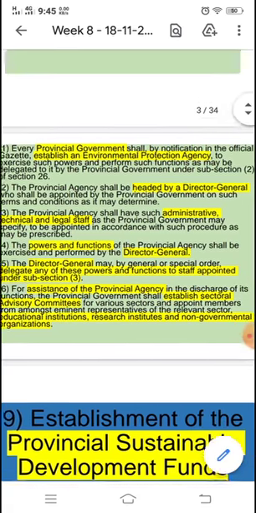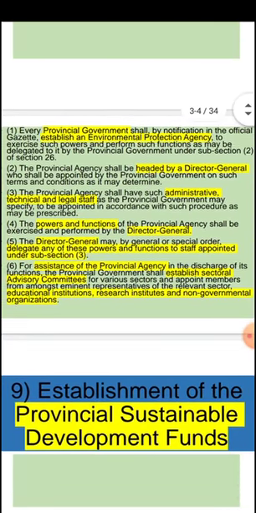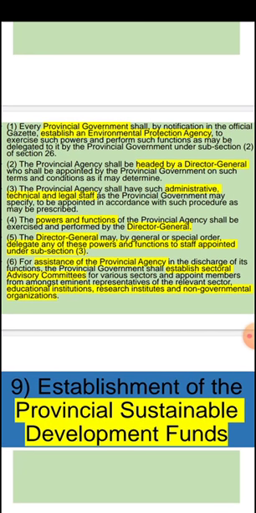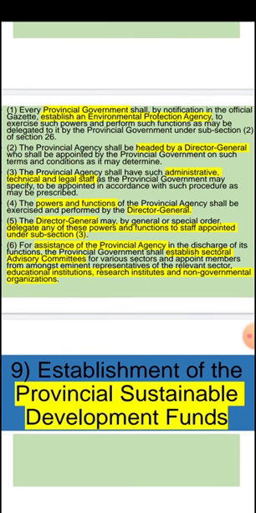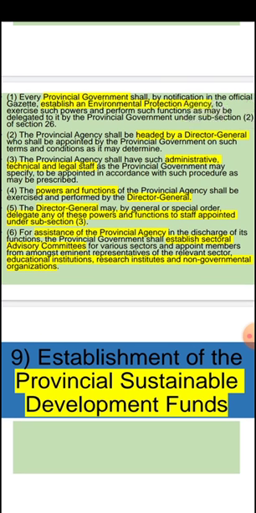And then for assistance of the provincial agency in the discharge of its functions, the provincial government shall establish sectoral advisory committees for various sectors and appoint members from among eminent representatives of the relevant sector. So, educational institutions, research institutions, and NGOs representatives will be included in the sectoral advisory committees. Again, this is for the assistance of our environmental protection agency at provincial level.